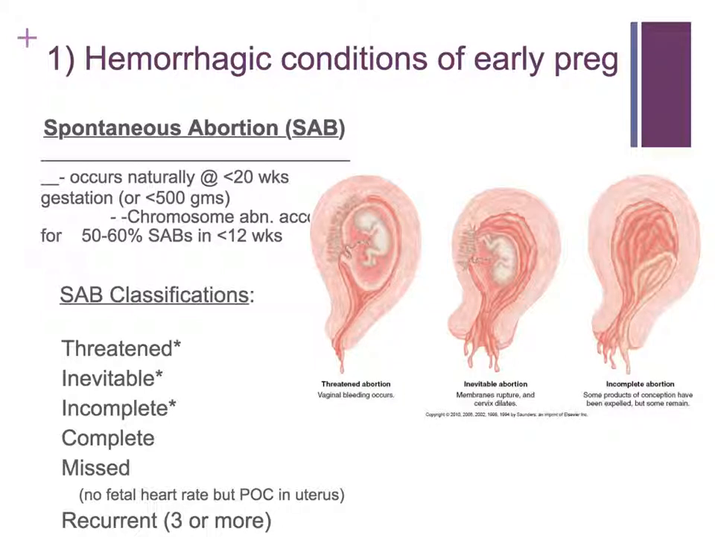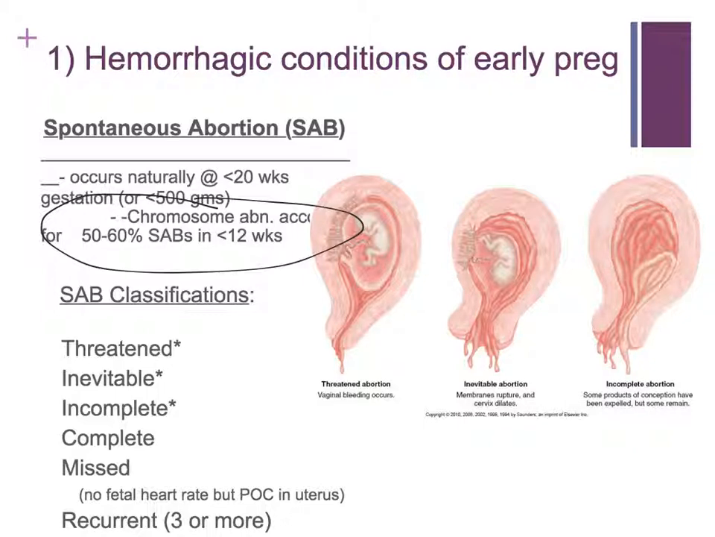Most often this occurs, guys, early on, so less than 12 weeks, and it's usually due to a chromosome abnormality. This is where nature sort of takes over, and if there's abnormal chromosomes, most of the time the pregnancy will spontaneously abort itself. So chromosome abnormalities account for about 50 to 60% of these miscarriages that occur before 12 weeks.